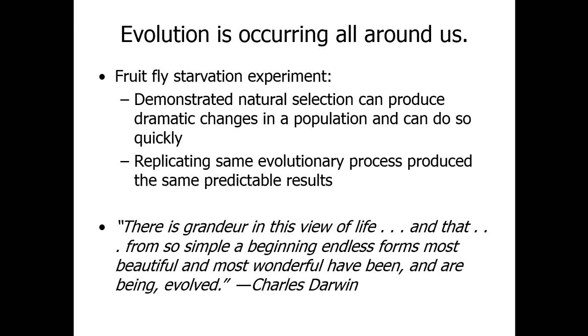And so like we talked about in the beginning of this chapter with that fruit fly starvation experiment, remember when we first started out, the fruit flies couldn't go for very long without eating. I think it was like 4 hours. And after breeding together the ones that were able to go the longest, after 60 generations, they could go like 2.5 days or something like that without food. And so that's natural selection and evolution. The population changed over time. That's all it is. And so the fruit fly starvation experiment demonstrated that natural selection can produce dramatic changes in a population, and it can do so very quickly because as the environment is changing, if you don't change, you die. And then replicating that same evolutionary process can produce very predictable results. And so that's all that evolution is.